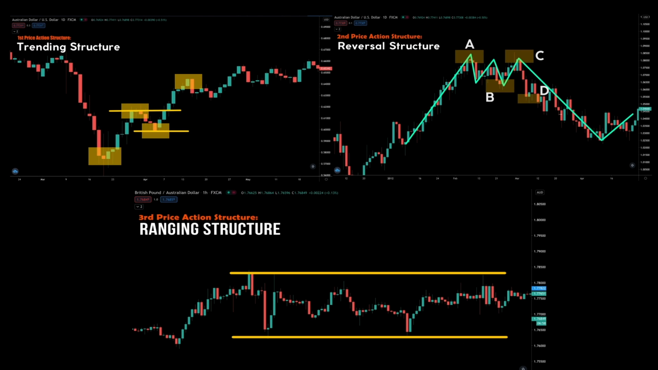Here's a quick overview of the 3 types of price action market structure and the structure's key level. We have the trending structure, the reversal structure, and the ranging structure. Remember that both the trending and reversal structures have 2 key price levels to focus on, and to always take the extremes as key levels in a ranging structure.